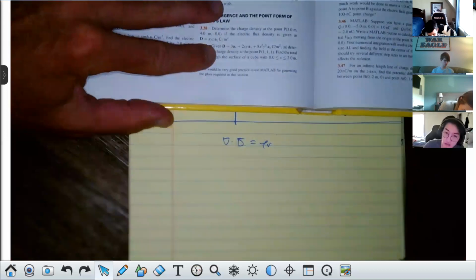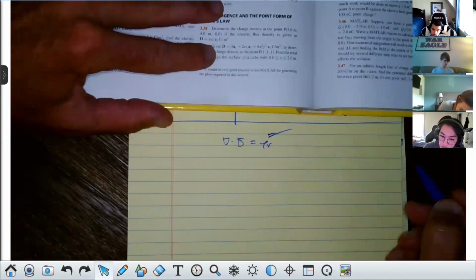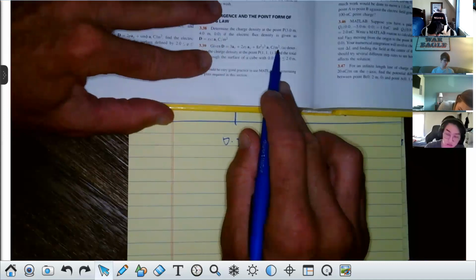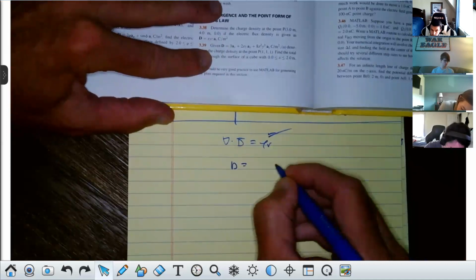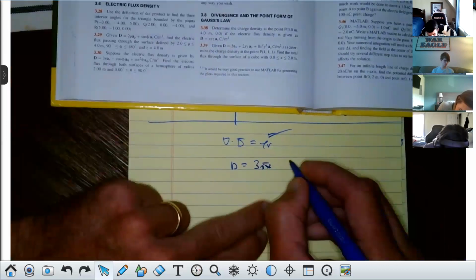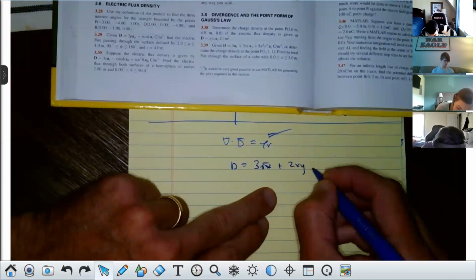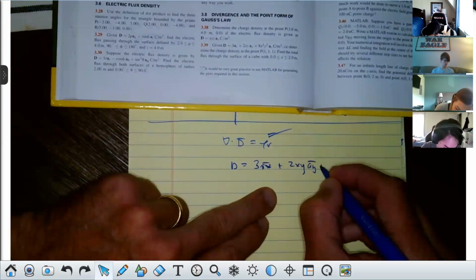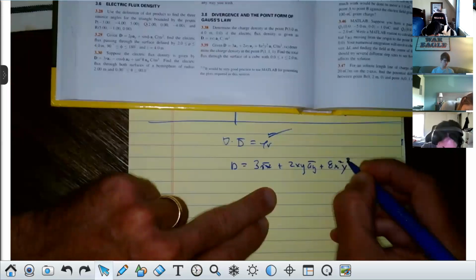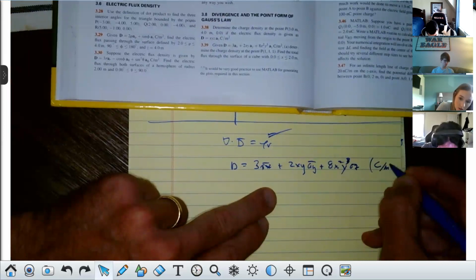They want rho V0, and you're going to have to take the divergence of this. What is the divergence of that D field? D is equal to 3Ax plus 2xy ay plus 8x squared y cubed az, and the units are coulombs per meter squared.